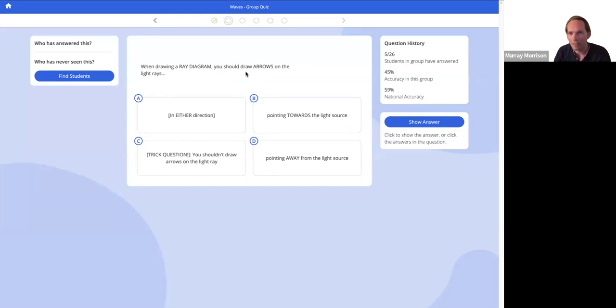Which way do you draw the ray diagrams and so on? So we're kind of pointing away from the light source. Again, this is a slightly harder question, slightly lower success. But in this case, accuracy is quite a long way below national average accuracy. And you've got quite a few students who haven't seen this question. So again, we're picking questions that maybe need to be practiced because they haven't been seen and so on.